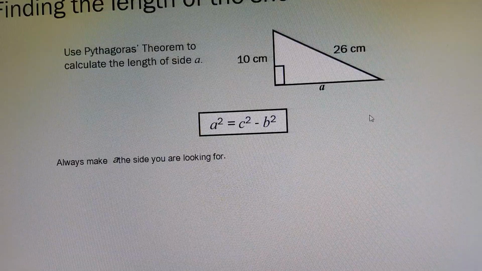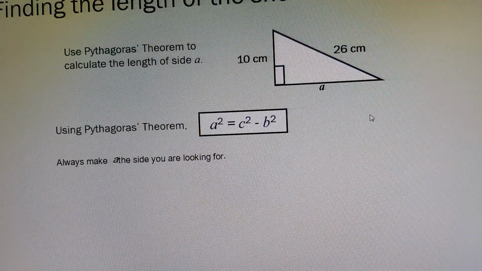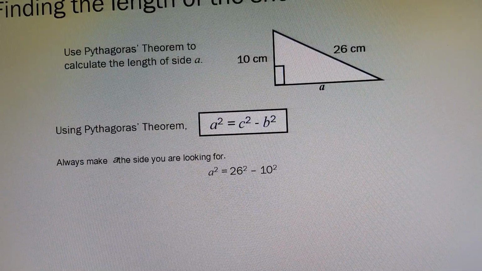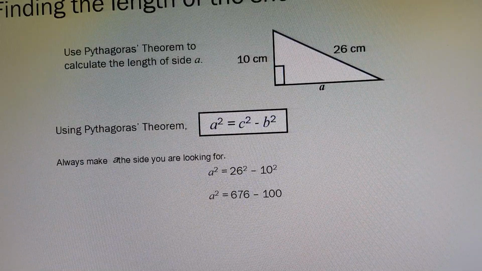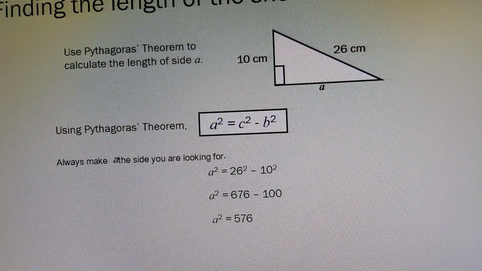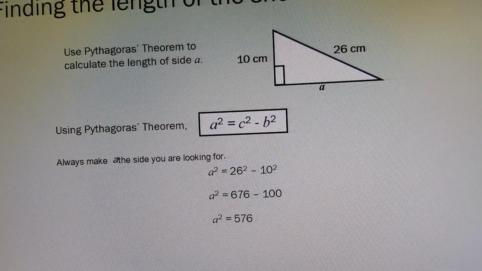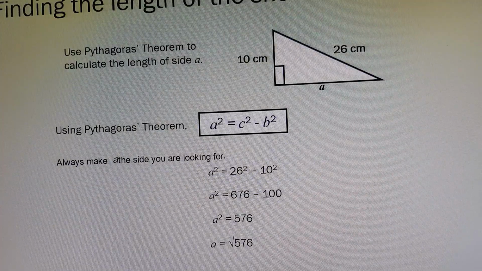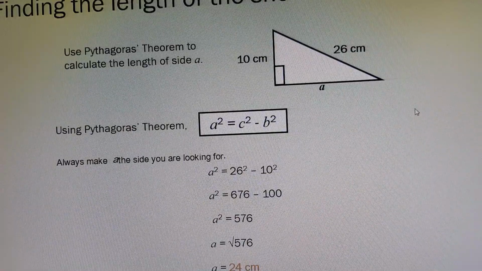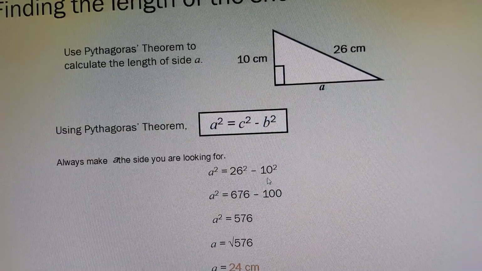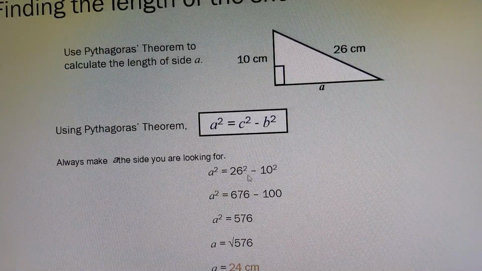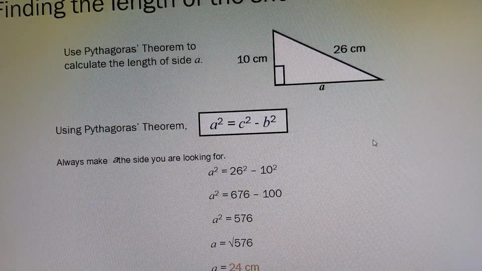Again, I'm going to substitute the values I've got. So a squared is 26 squared minus 10 squared, which means that I've got 676 minus 100. So a squared is 576. And when you square root 576, you get the answer 24. So it's exactly the same layout, but this time I am not looking for the longest side, and so I'm going to take away instead of add.